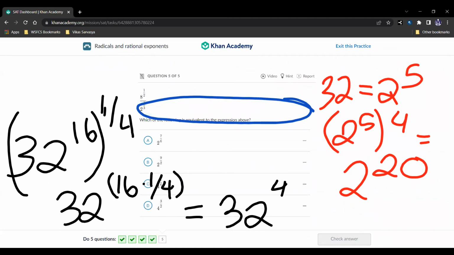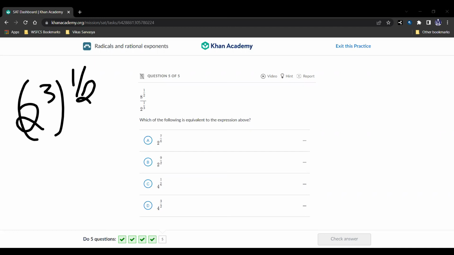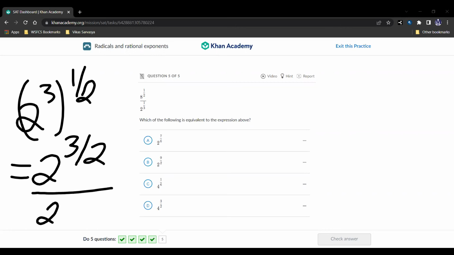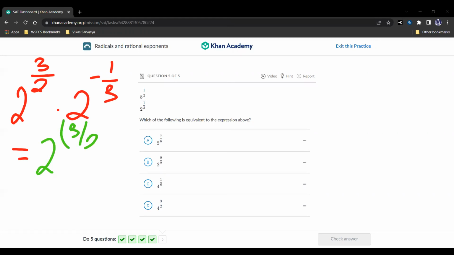All right, question number 5, and here it is. 8 to the 1/2 over 2 to the 1/3. All right, well, 8 to the 1/2 is just 2 to the 3rd to the 1/2, or 2 to the 3/2, and then over 2 to the 1/3, which is going to be the same as 2 to the 3/2 times 2 to the negative 1/3, or 2 to the 3/2 minus 1/3, which is really just 2 to the 3/2 plus negative 1/3.